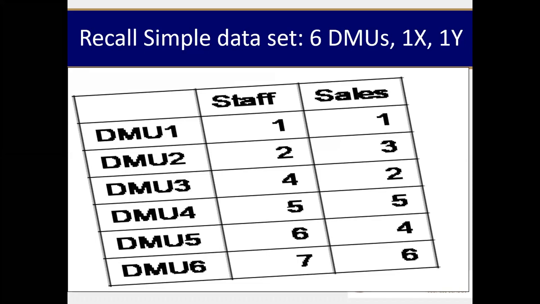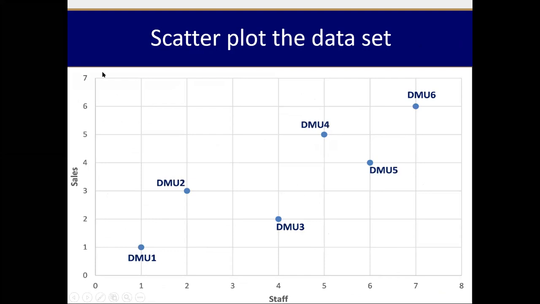Now, you are able to do this scatter plot on your own. You put sales on the vertical axis and staff on the horizontal axis. The sales are the output, so this is an input-output model. DMU1 is 1-1. When you scatter plot it, you have to label it. The way you label it, you create a text box and label it and nudge it down. You can see that this one is down, and the others are on top of it.